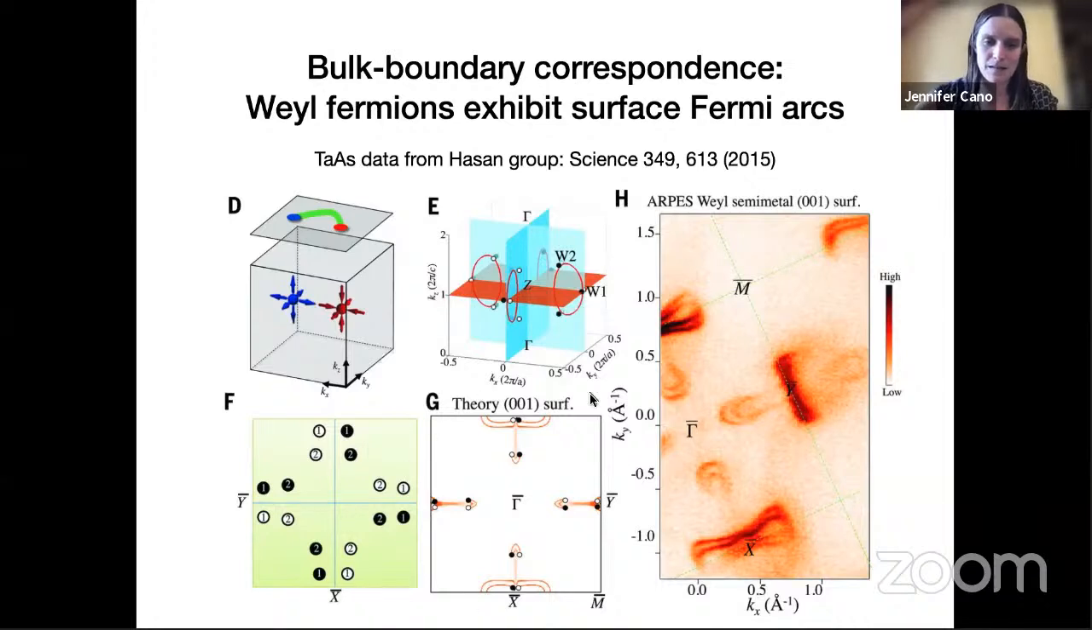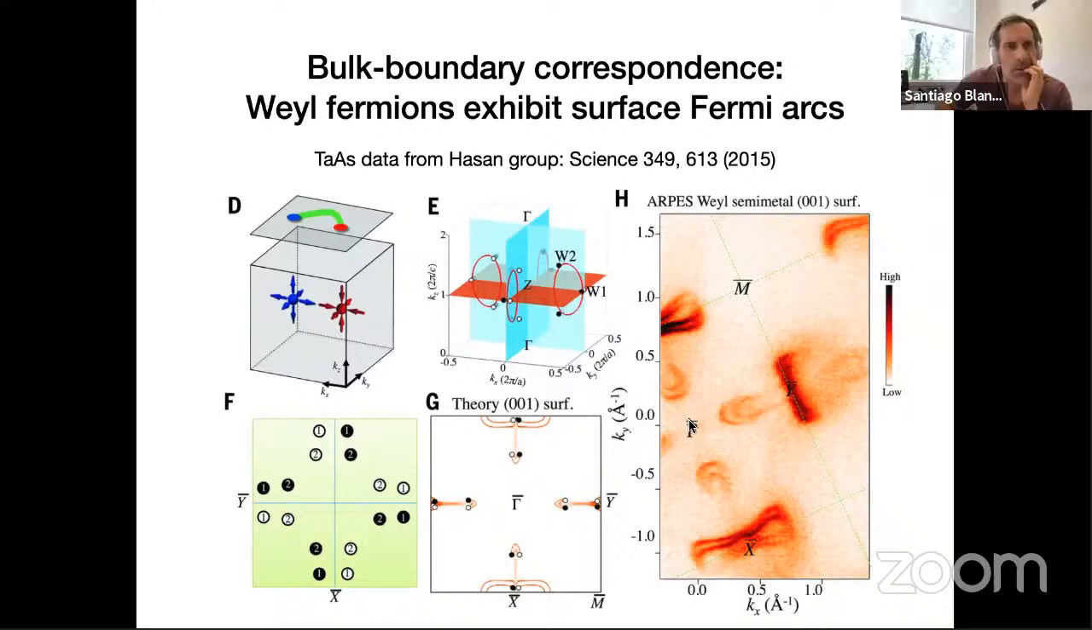On this right-hand side, this is a theory calculation of what the surface would look like. These black and white dots are still here. And you can see that these Fermi arcs are actually these little tiny arcs connecting two Weyl points. And there's two of them because these two Weyl points have a charge of two. That's the theory calculation. The data is even a little bit less clear. So this is what the data looks like. You can see it matches pretty well to the theory, but these are actually the Fermi arcs.